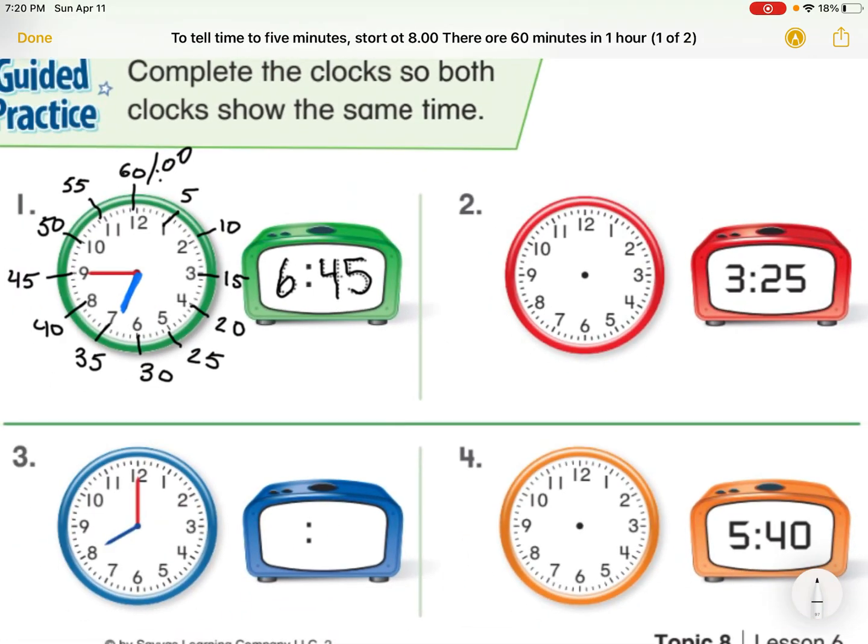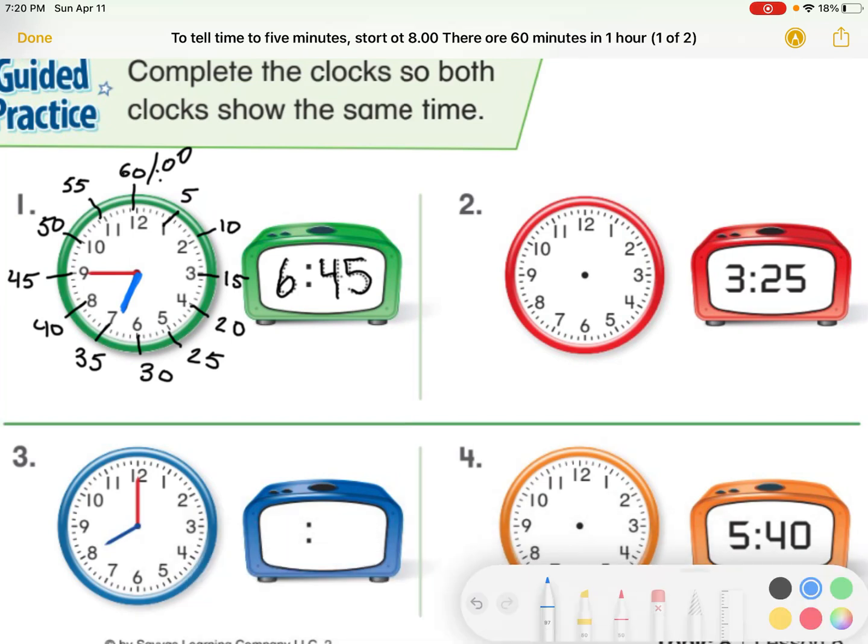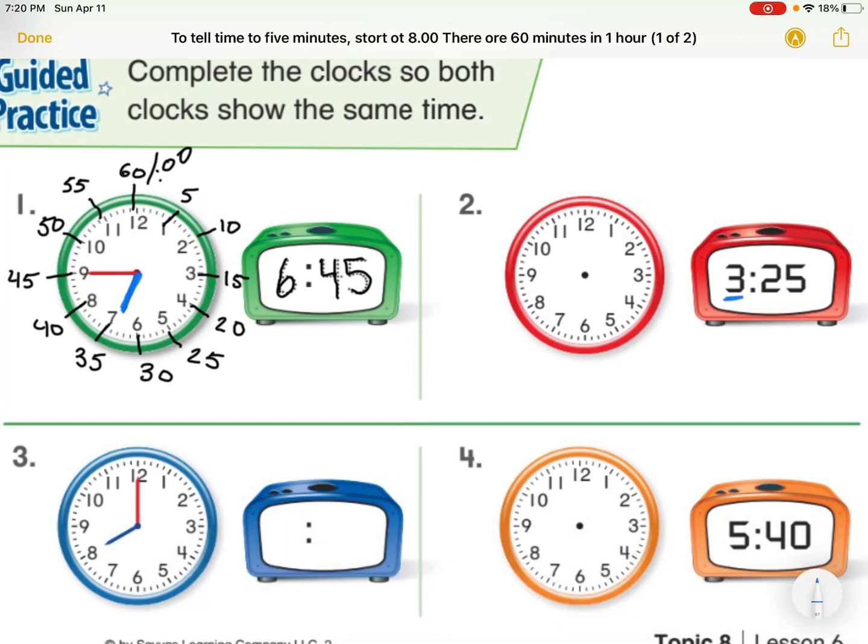So problem 2 is telling me that I need to show that the clock is at 3:25. Well, for my hour hand, I know I'm at 3 o'clock, and that's the smallest hand. So I'm going to put my arrow at 3 o'clock. You can draw lines or you can do the arrow. It's up to you, whichever you prefer.